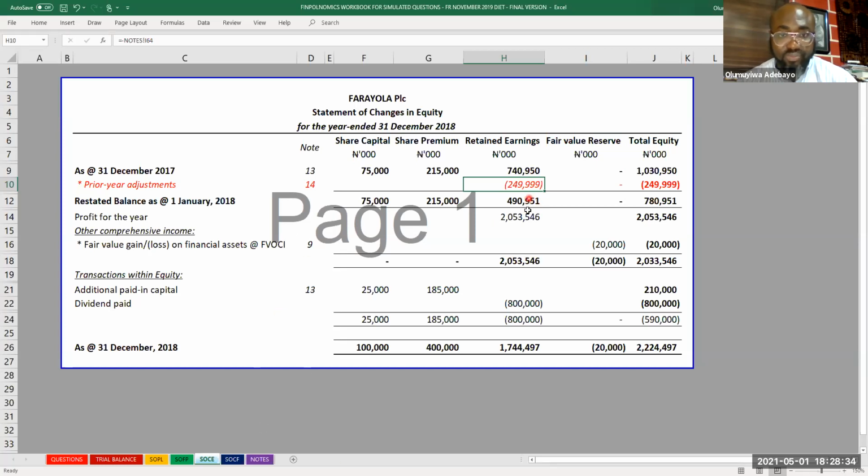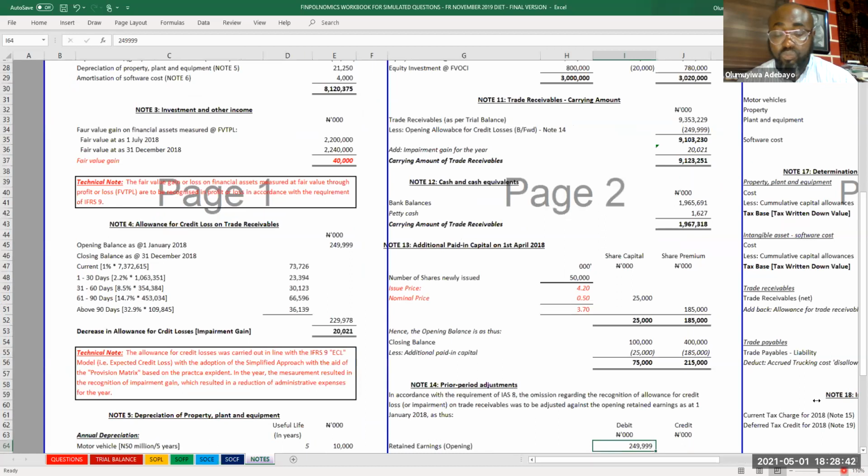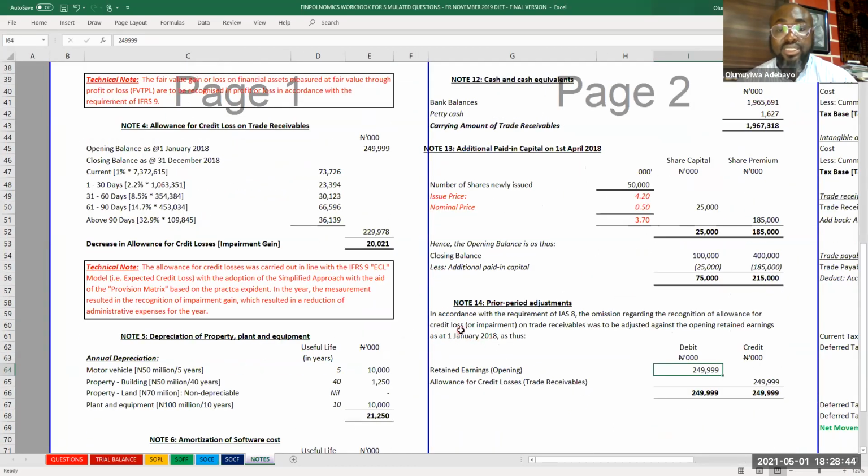Now, what is note 14? Note 14 is this. Let me expand it. Note 14 says that prior year adjustment, in accordance with the requirement of IAS 8, the omission regarding the recognition of allowance for credit loss or impairment on trade receivables was to be adjusted against the opening retained earnings as of 1st of January 2018 by debit to retained earnings and credit to allowance for credit losses. And that's what we've done there. And that speaks to that. Thank you very much, you guys.